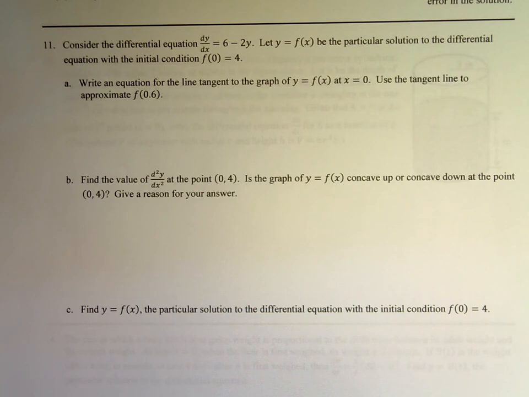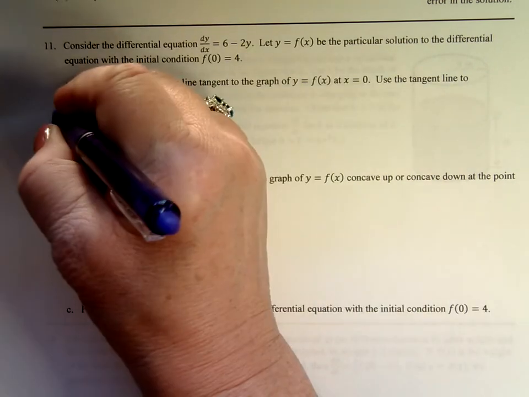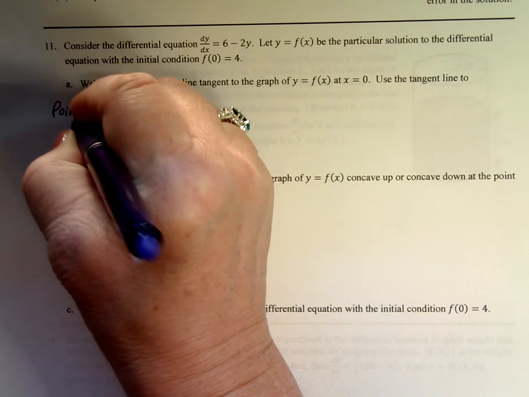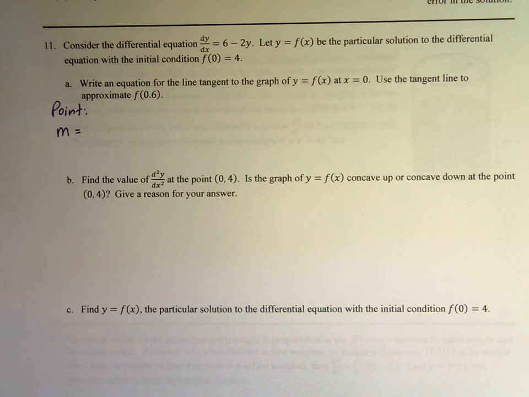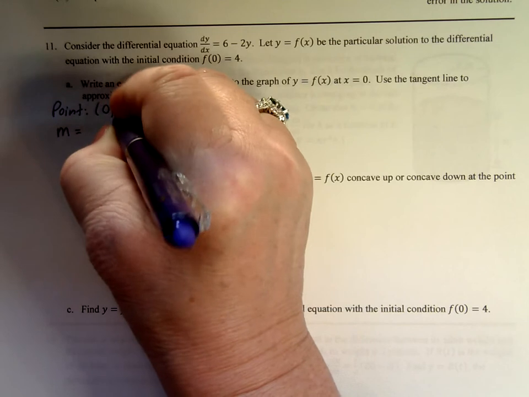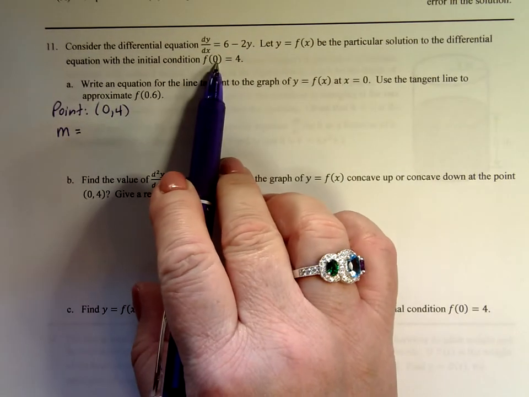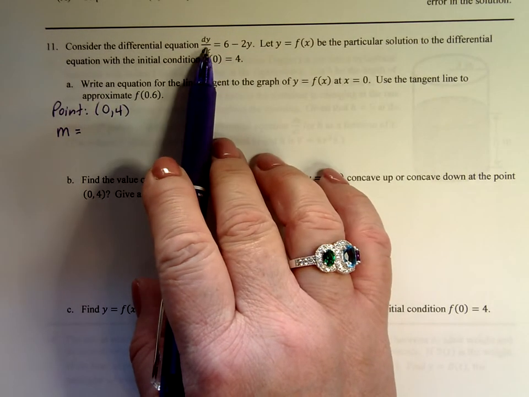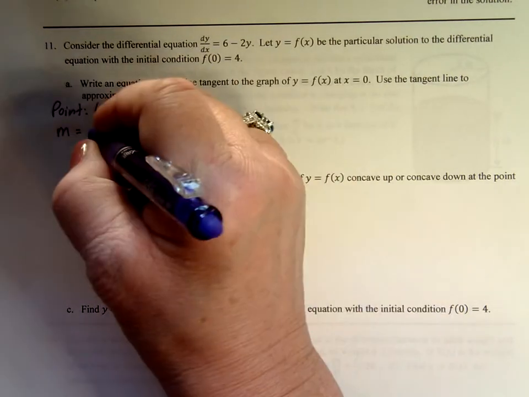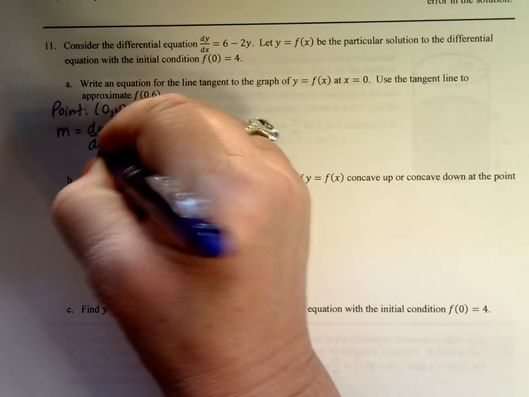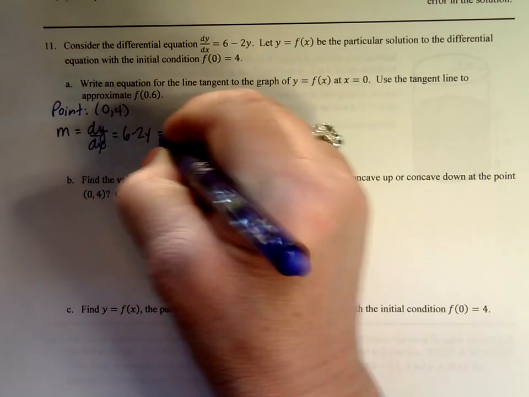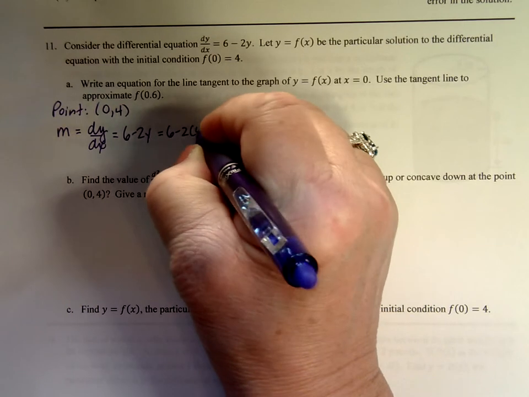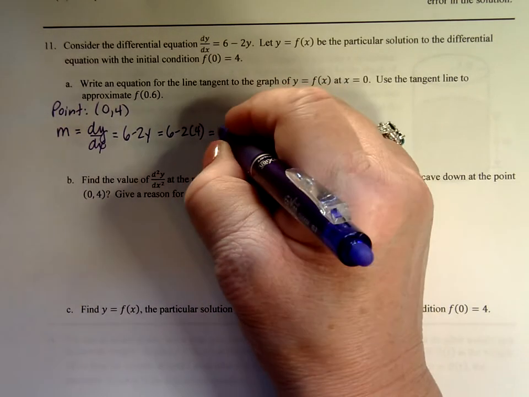But we know to find a tangent line, we've been doing that since the very beginning of the year, you need a point and you need a slope. Well, they gave you the point, 0, 4, right here. And funny enough, they gave you the slope. They just gave it to you in a different form you're not used to seeing. The slope is dy over dx. The slope is the derivative. So that is 6 minus 2y, in our case 6 minus 2 times 4, gives me a slope that's negative 2. Now, can you put together for me the equation of a tangent line?